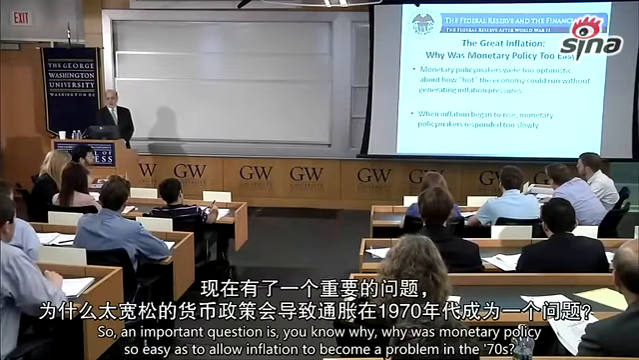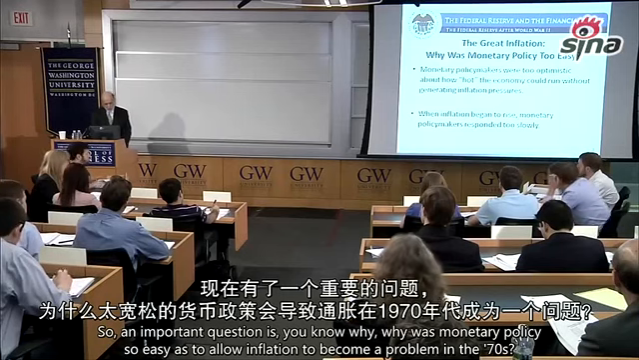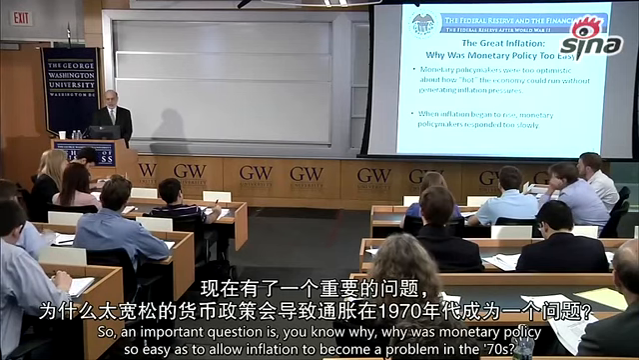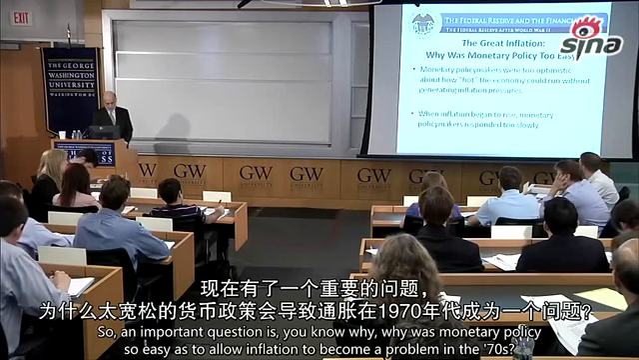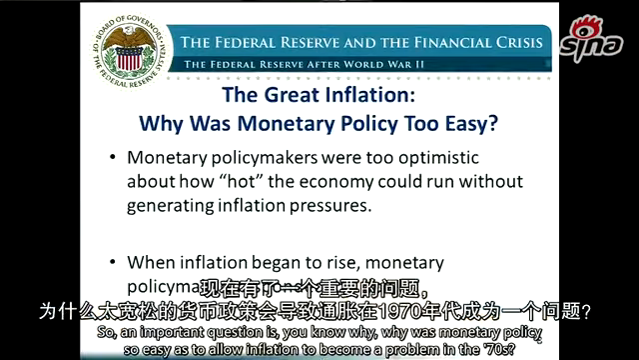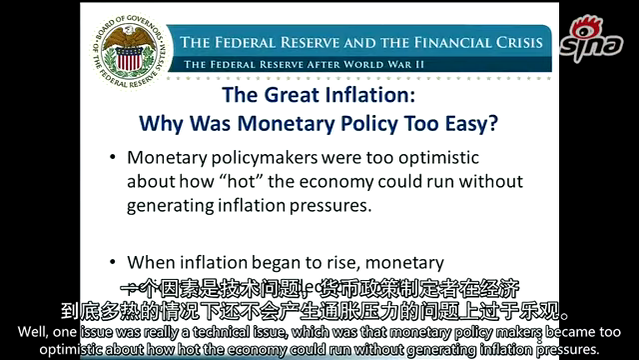So an important question is, why was monetary policy so easy as to allow inflation to become a problem in the 70s? Well, one issue was really a technical issue, which was that monetary policymakers became too optimistic about how hot the economy could run without generating inflation pressures.